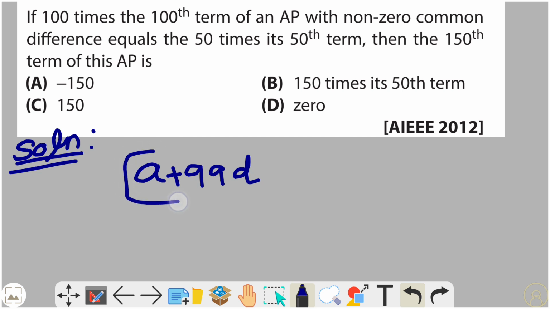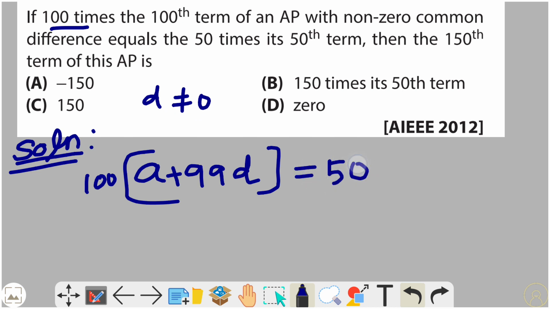So we are going to multiply by 100, because 100 times the 100th term of an AP with non-zero common difference D, D definitely not equal to 0, is equal to 50 times the 50th term, that is A plus 49D. Then we need to find the 150th term of this AP.